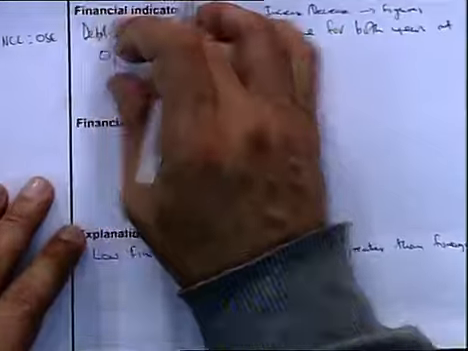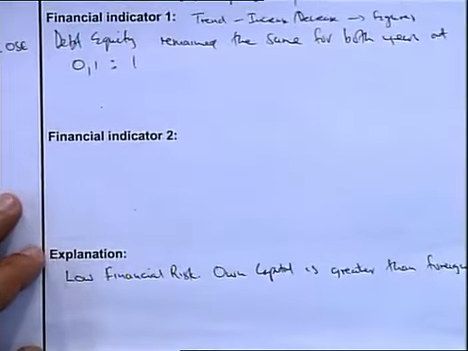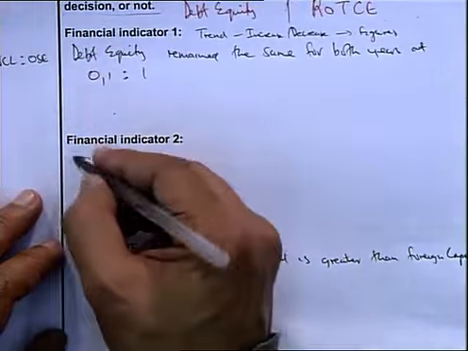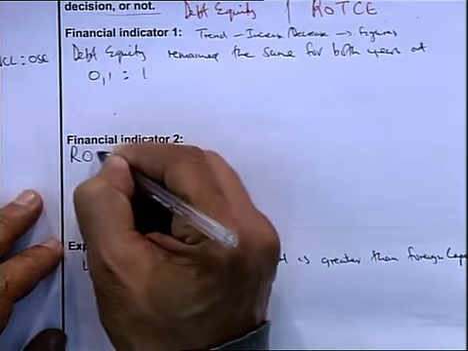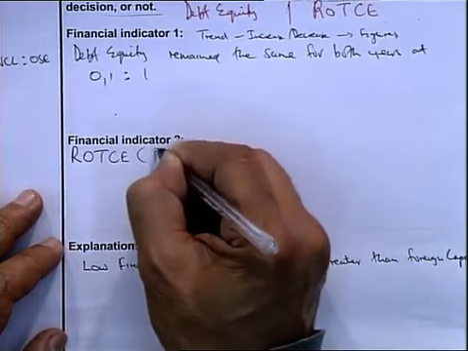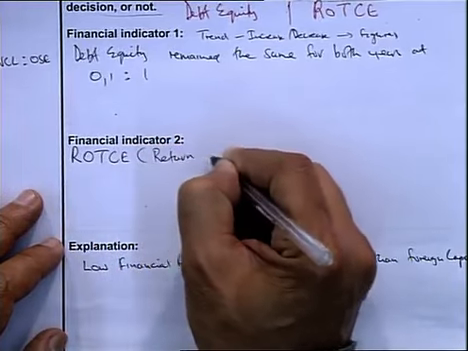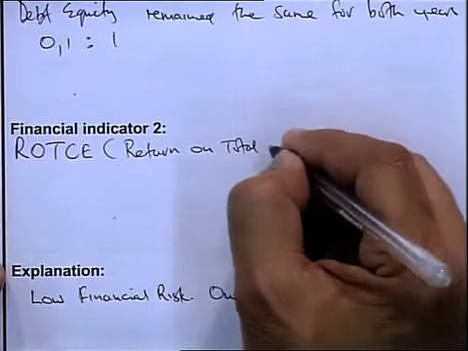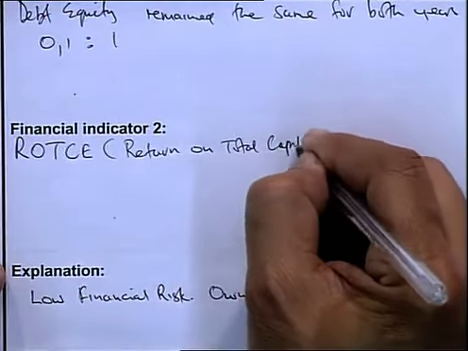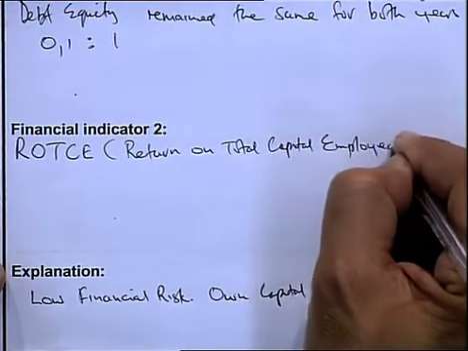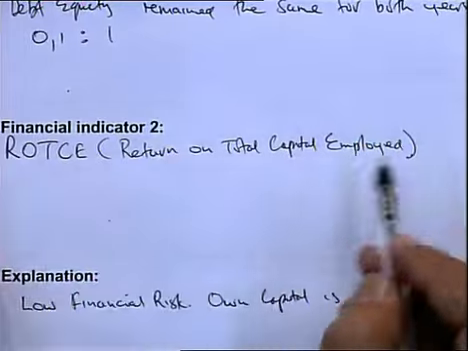Okay, so when we talk about the debt equity, that's the debt equity we have on top. Then we have the general comment for the debt equity at the bottom. Now we're going to talk about the return on total capital employed, just in case we don't know what that stands for. It's return on total capital employed. Right. So what happened to that ratio?